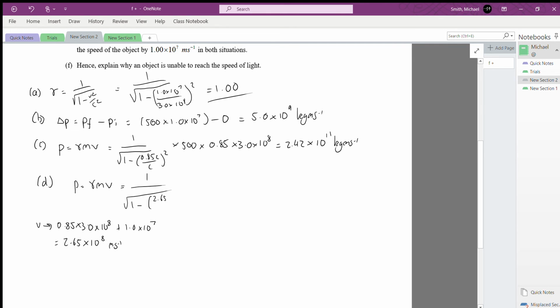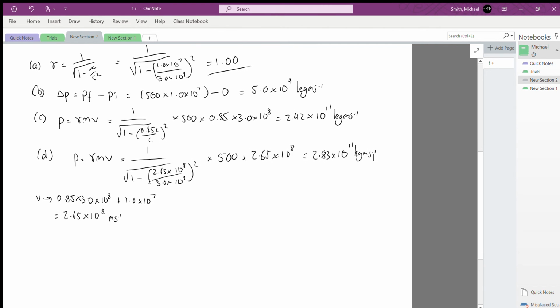So 2.65 times 10 to the power of 8, all on 3 times 10 to the power of 8, all squared, multiplied by the mass, multiplied by our new speed, 2.65 times 10 to the power of 8 meters per second, which if we substitute into our calculator, we get 2.83 times 10 to the power of 11 kilograms meters per second. So that's our final momentum after it's increased its speed.